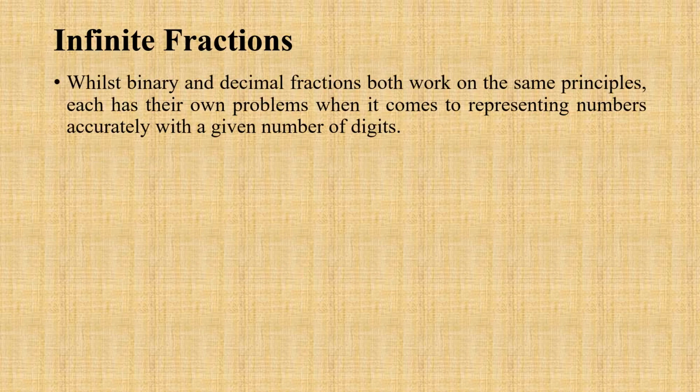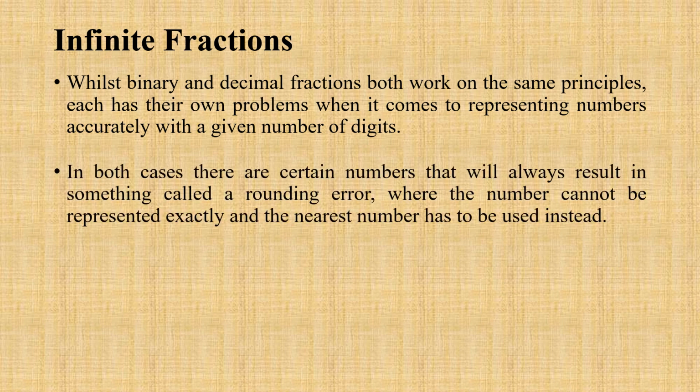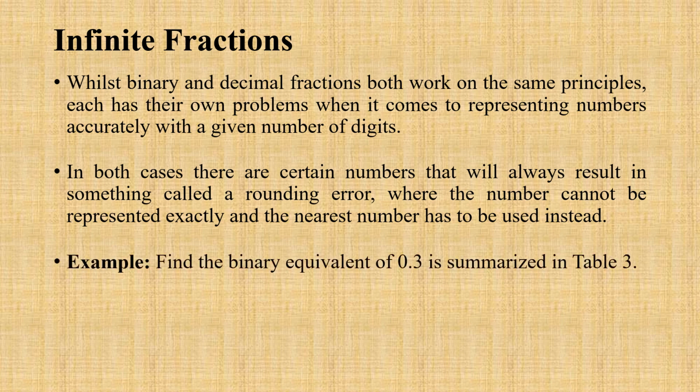Infinite fractions. Whilst binary and decimal fractions both work on the same principles, each has their own problems when it comes to representing numbers accurately with a given number of digits. In both cases there are certain numbers that will always result in something called a rounding error, where the number cannot be represented exactly and the nearest number has to be used instead. Example, find the binary equivalent of 0.3 is summarized in Table 3.